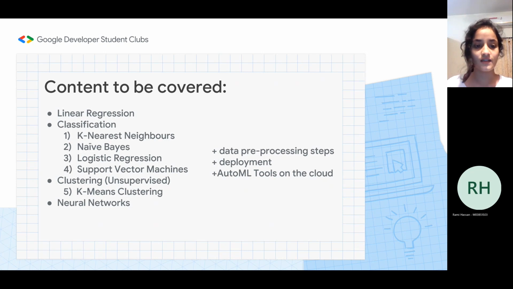Then clustering, which is an unsupervised learning algorithm, and then neural networks, and data pre-processing steps that we'll do in the implementation of each one of them. And deployment, meaning once you've done your model, how do you put it into production level so that other people can access it. And auto ML tools on the cloud where you don't have to hard code all of it.